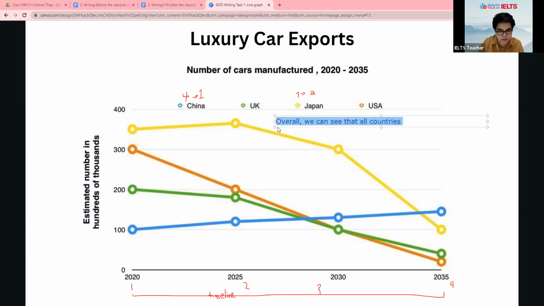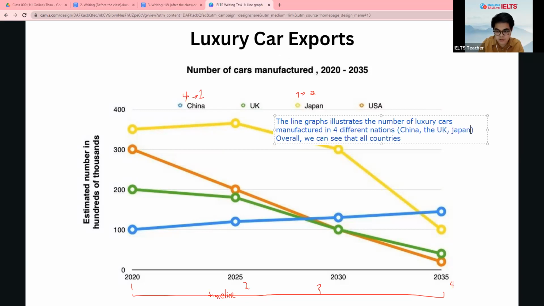So it's very important to say, for example, is this estimated number in hundreds of thousands? The number of cars, of luxury cars exported. Sorry, car exports. Sorry, it should be manufactured, not export. Manufactured in 4 different nations. And then put something here. China, Japan, the UK, Japan, and USA.